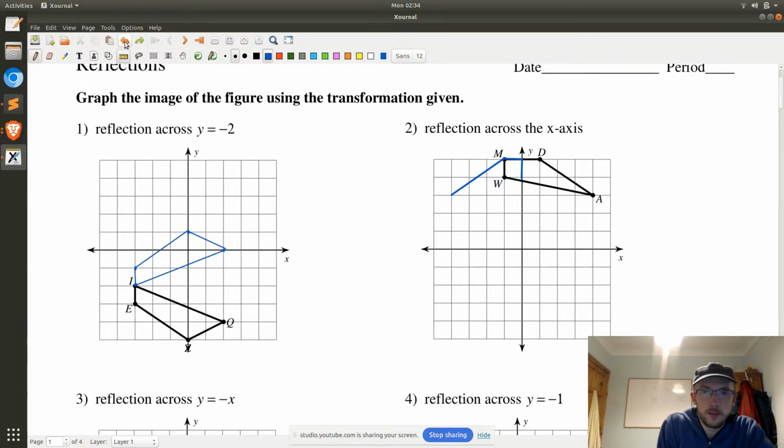No, wrong. Just trust your eyes sometimes. No. That's just not right. Reflection across the x-axis.